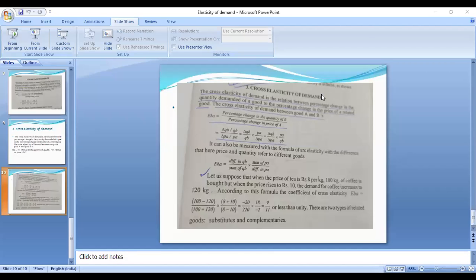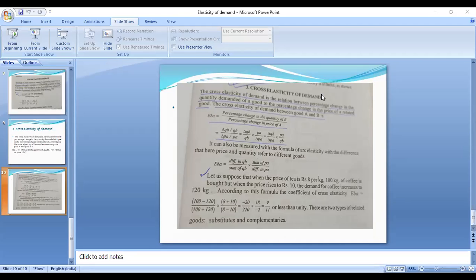Now you write one example. Okay, you write. There are two commodities, A and B. Yes, students, am I audible? Yes, ma'am. There are two commodities, A and B.